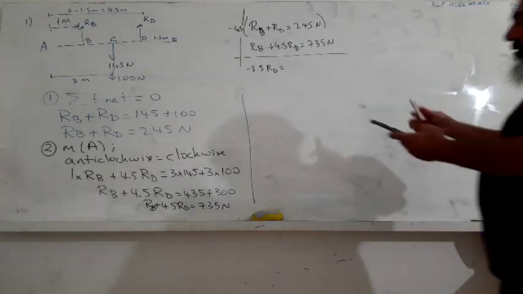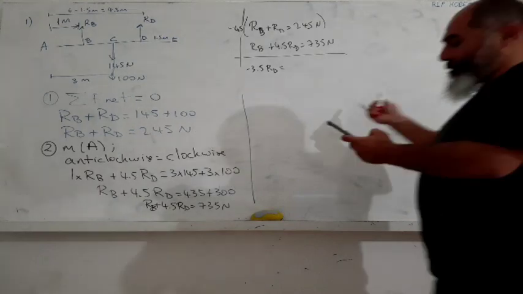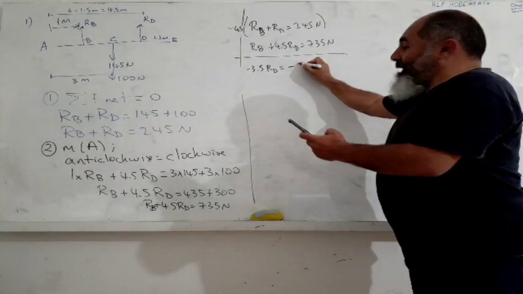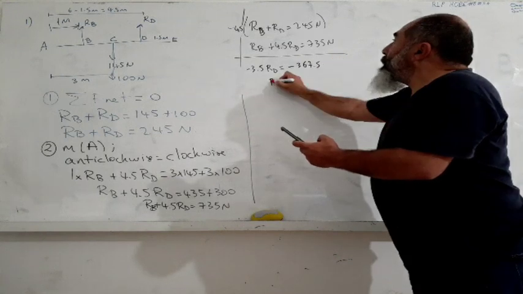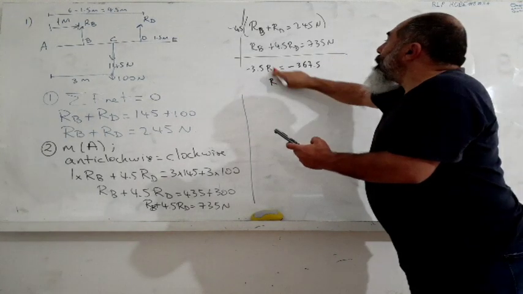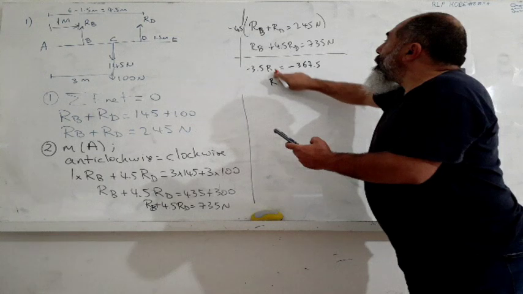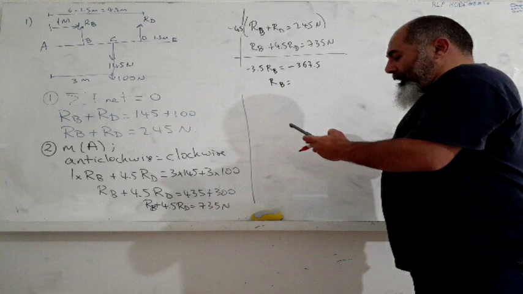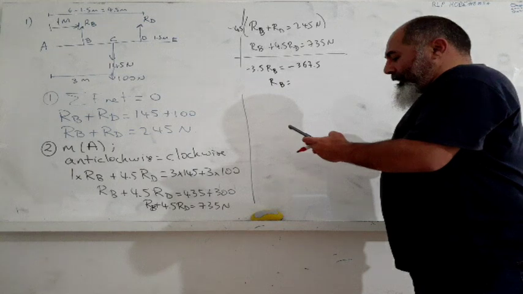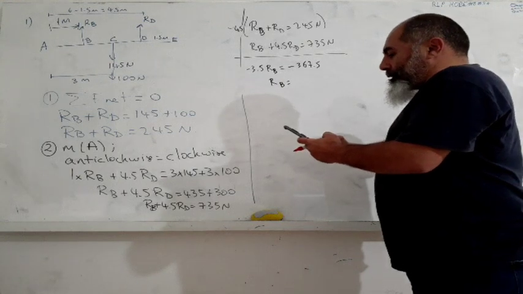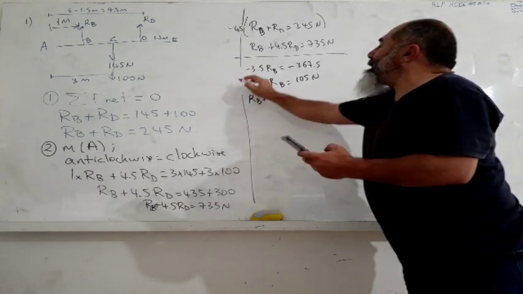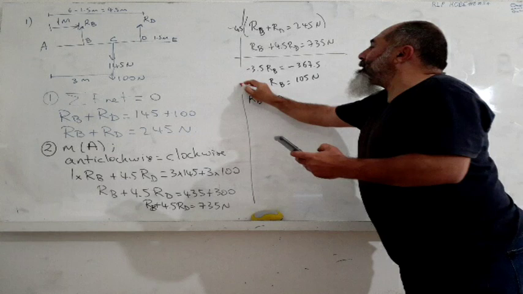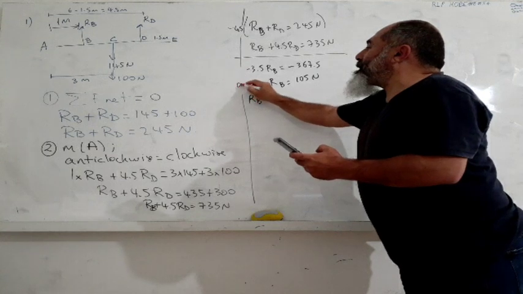Minus 367.5, so RB is going to be 105 newtons, RB plus RD. This is the answer for part A. RB plus RD is 245 newtons.